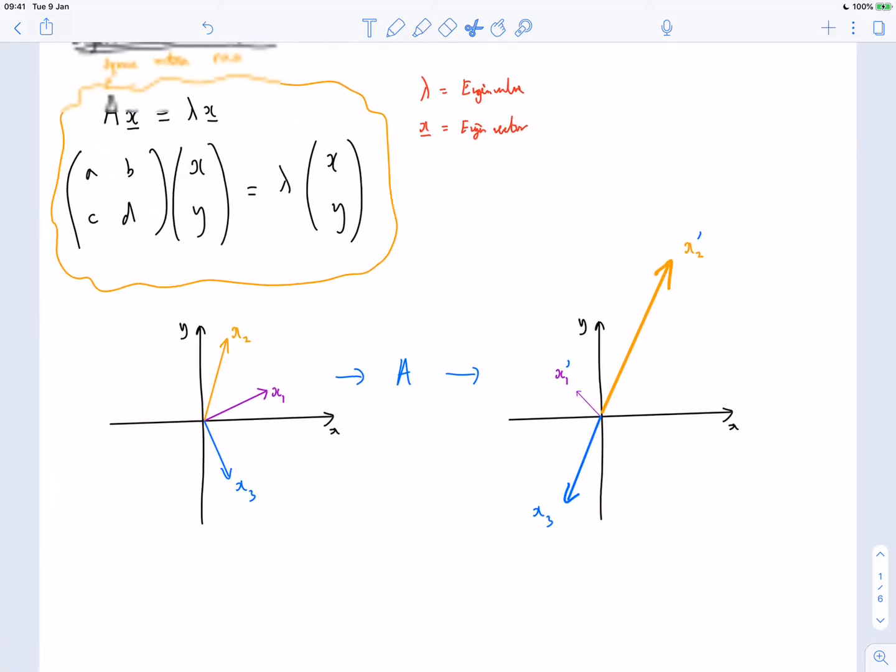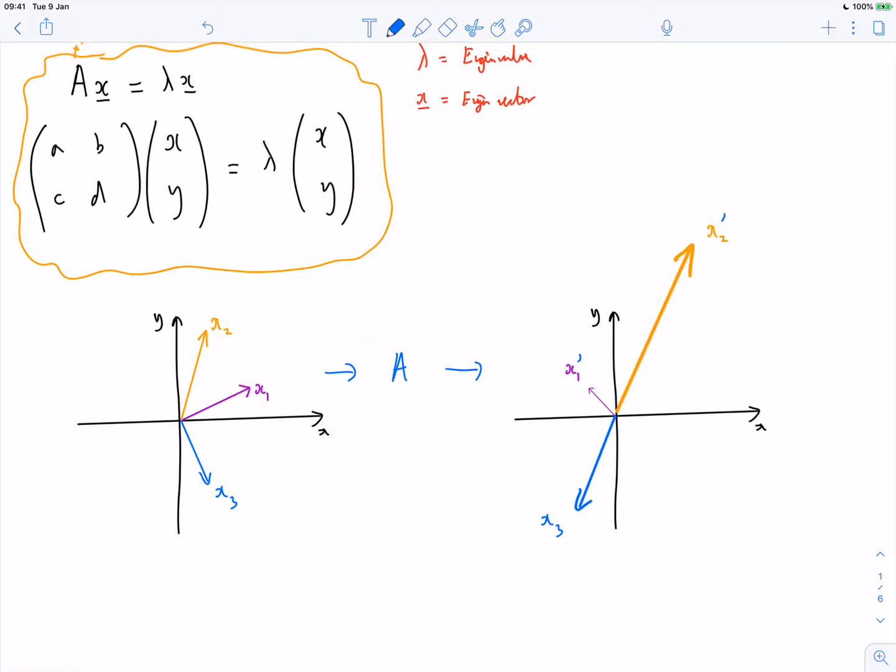So essentially what's happening is that because x2 prime is just some scalar multiple of x2, because after the transformation the direction hasn't changed, it's just gotten longer, we would actually say that x2 was an eigenvector of the original matrix A. And that lambda, the scale factor after the transformation, is the corresponding eigenvalue.